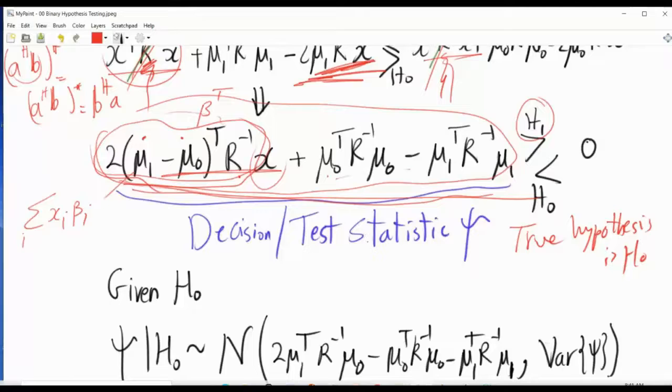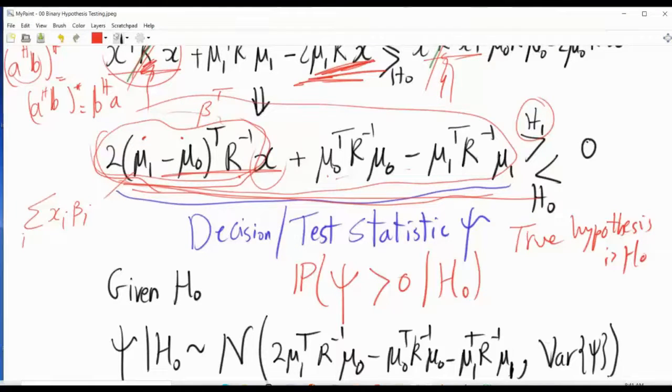So what you can do is ask yourself, what is the probability that psi is greater than 0? Because this will make you decide in favor of H1, conditioned on the true hypothesis being H0.